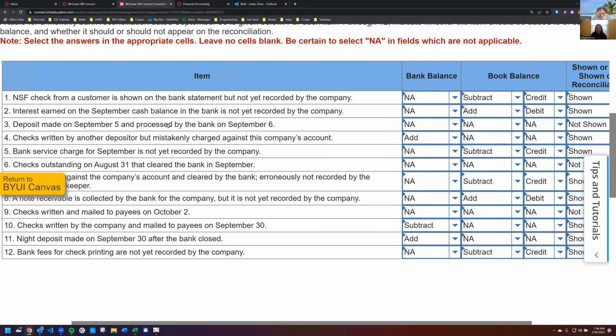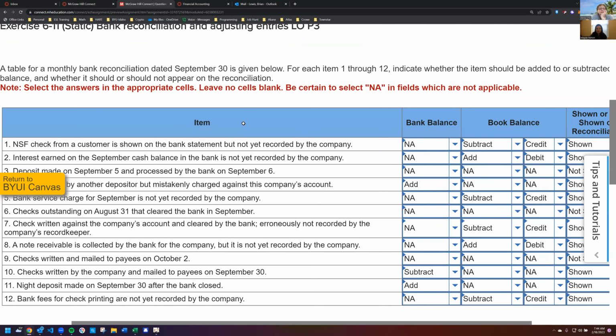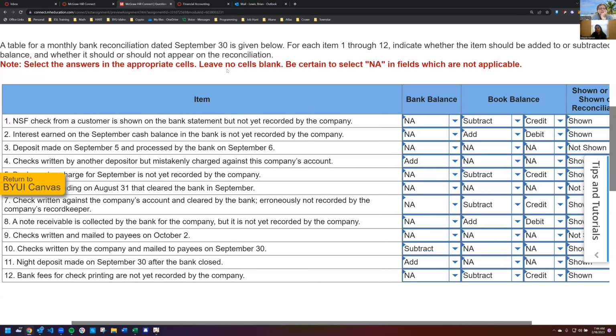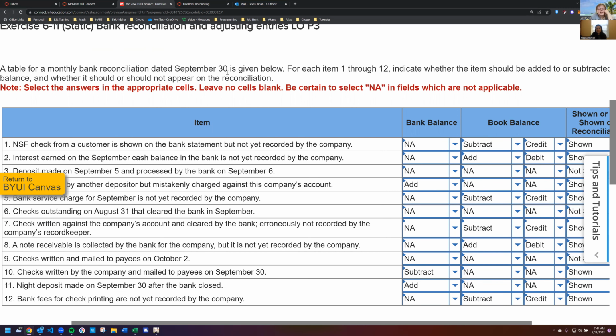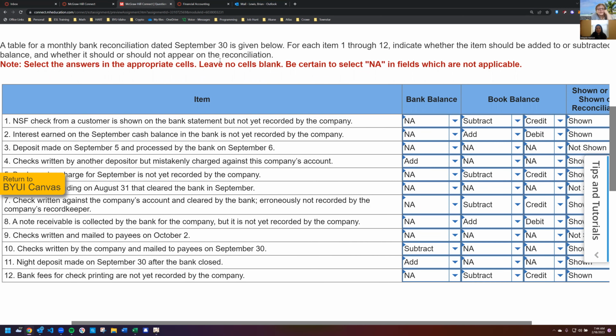Okay, then a deposit made on September 5th and processed by the bank on September 6th. What is this related to? Dated September 30th. So we're looking at a bank reconciliation for the 30th. If it was made on the 5th and processed on the 6th, it should be there, so there should be nothing on here. It's a trick question. You have to know what your date is. September 30th, so it should be there. No problem.